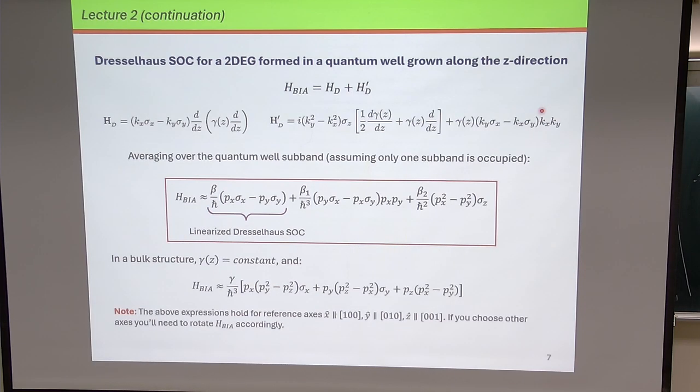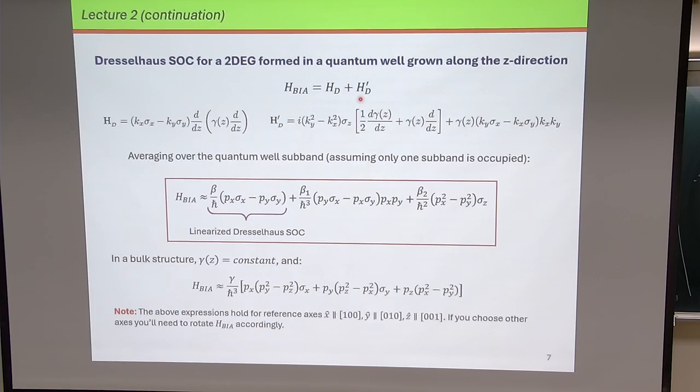Okay, so in the plane, if you have a quantum well and you have only one subband occupied, you can make the average of this Hamiltonian, and you will get essentially this term here after the average. So this beta is essentially the average of this term here. Beta 1 is the average of this one, and beta 2 the average of this one. So these are parameters, and you can calculate these parameters if you know the band parameters for the material.